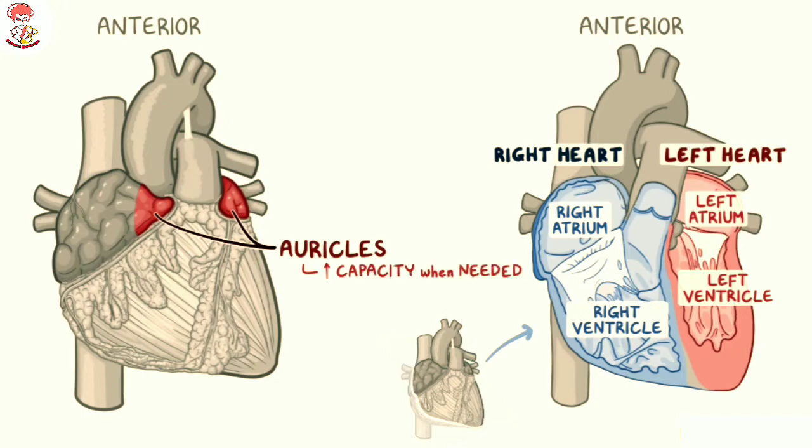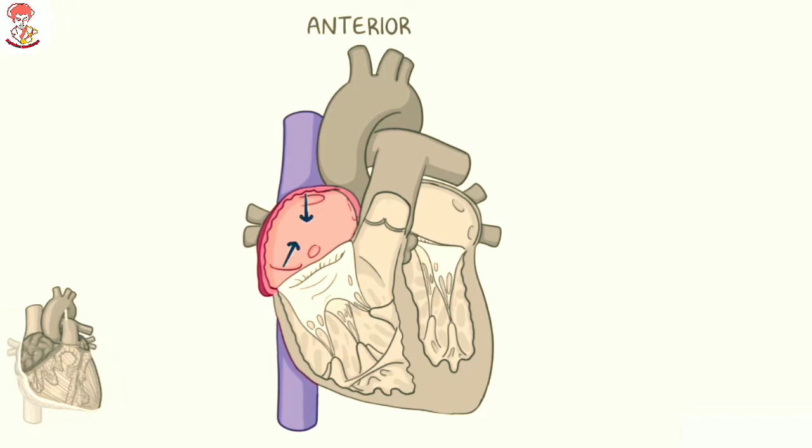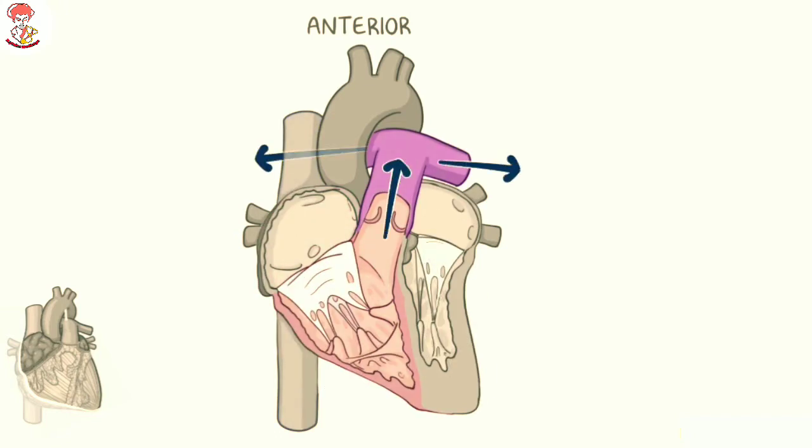Now, poorly oxygenated blood from our body and tissues enters the right atrium through the superior vena cava and inferior vena cava. From there, blood passes into the right ventricle, which pumps into the pulmonary trunk on a voyage towards the lung, and this is considered part of pulmonary circulation.